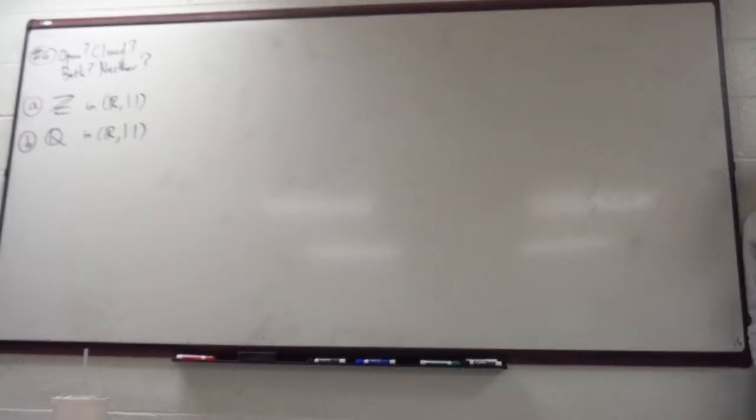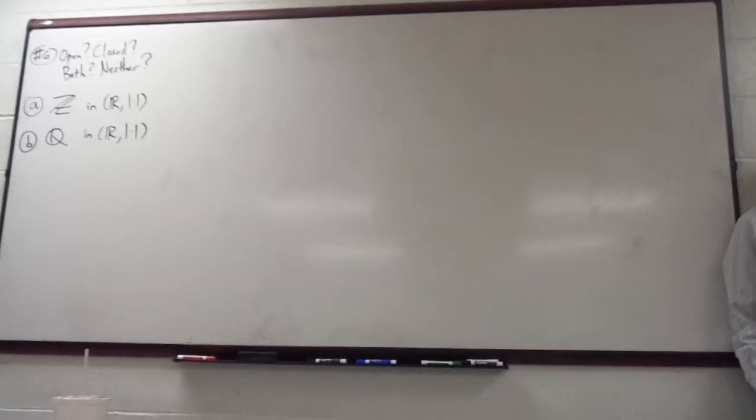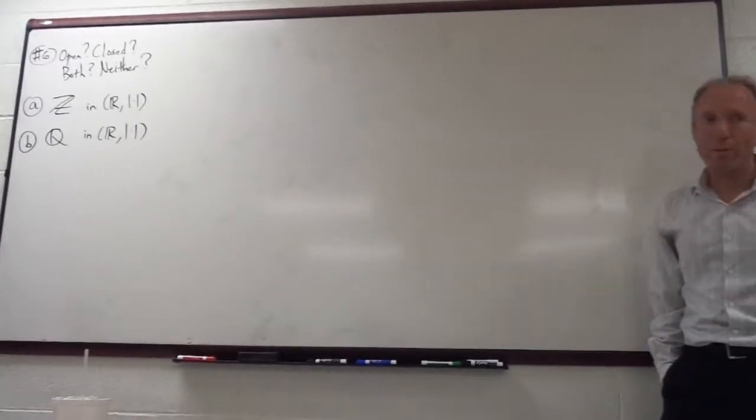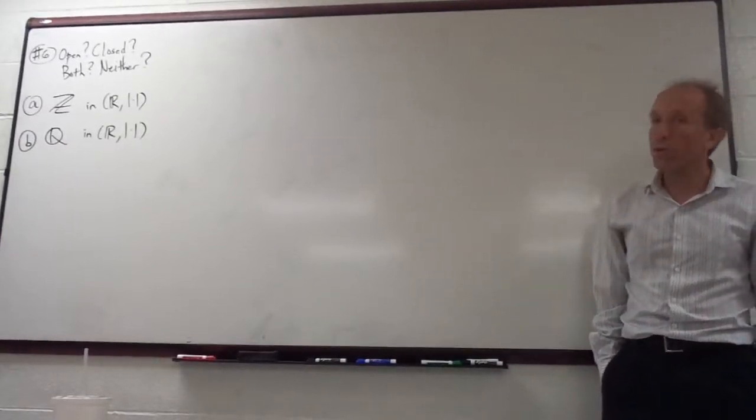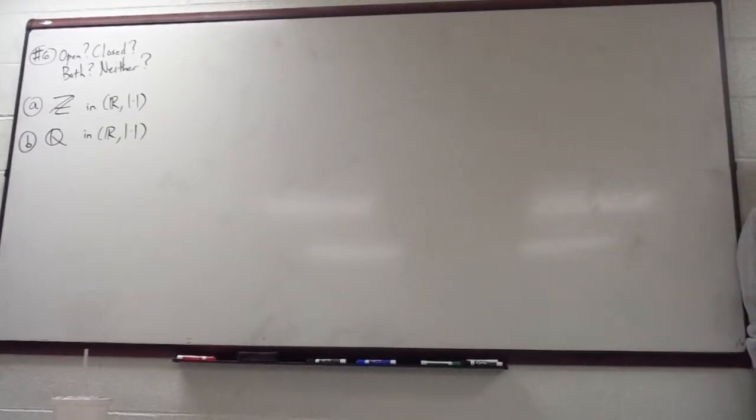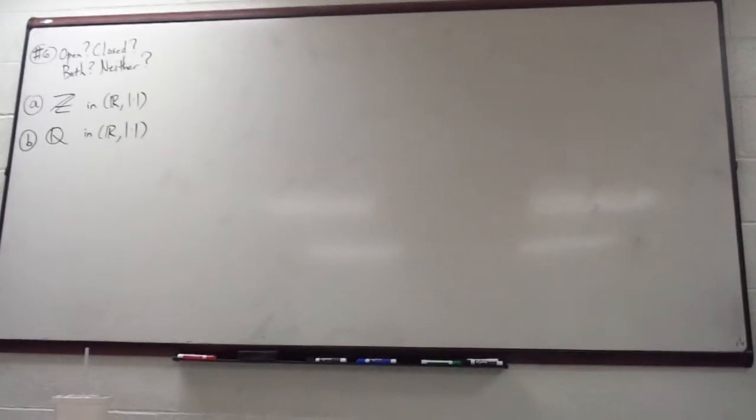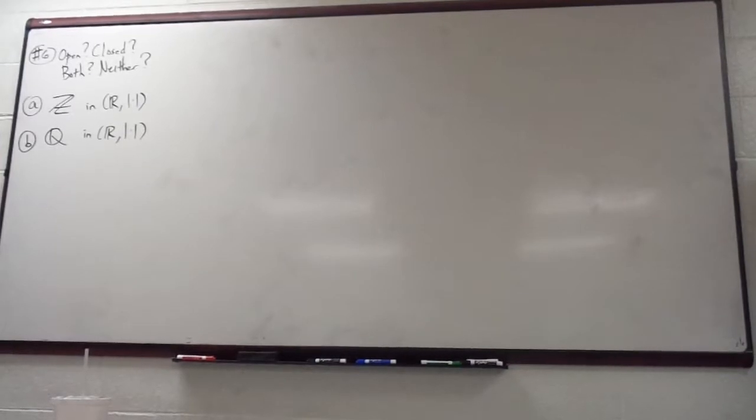Okay, let's look at part A. How many people think that the integers are open in the real numbers? Okay, so we have one vote for open. How many people think the integers are closed? Okay, about 4 of you. Now how many think it's both? I haven't gotten to that answer yet. What about neither? You think it's both, okay.